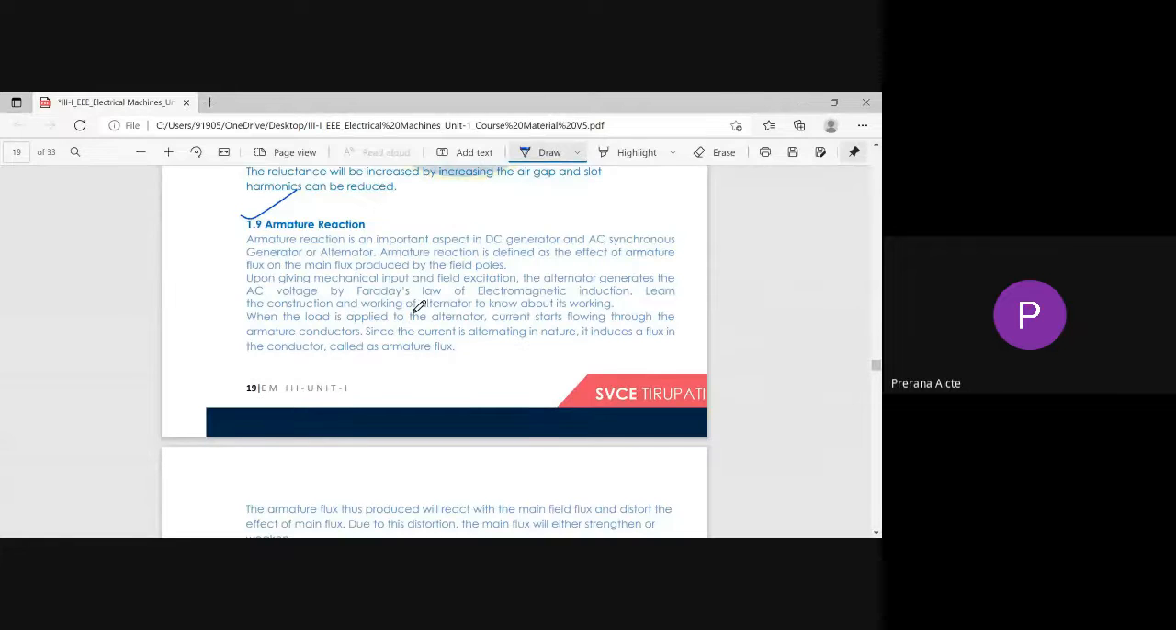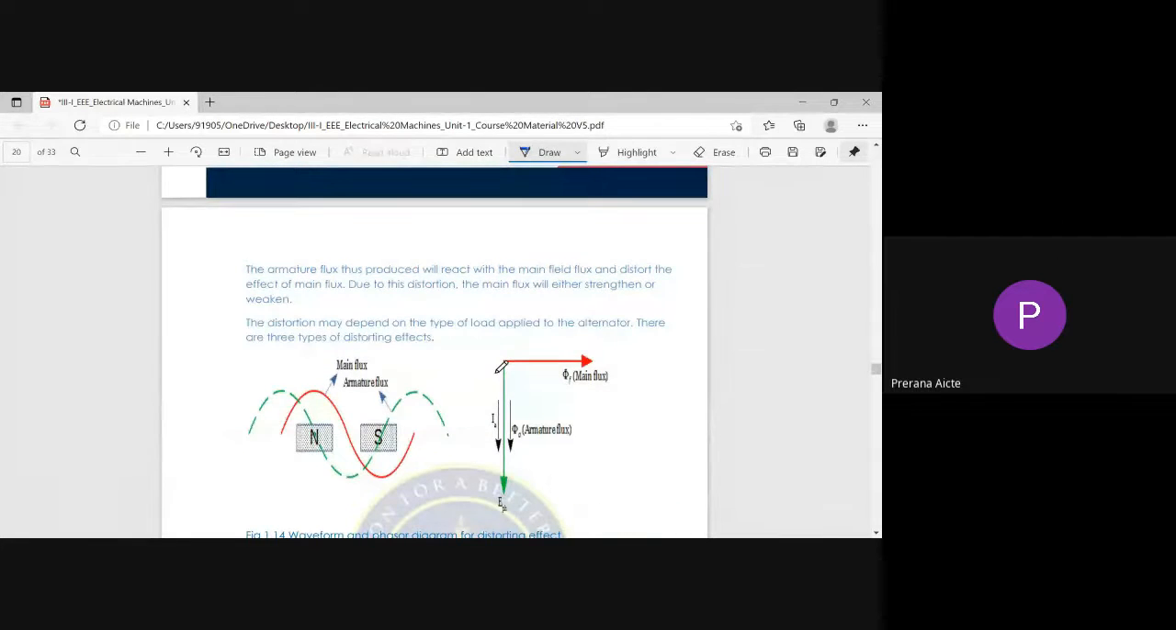Next, armature reaction. Already we know what is meant by armature reaction. The same armature reaction we studied in the case of a DC machine also. When the generator is loaded, the generated voltage drives current through the load. The same current flows through the armature winding. Then there will be creation of armature flux.